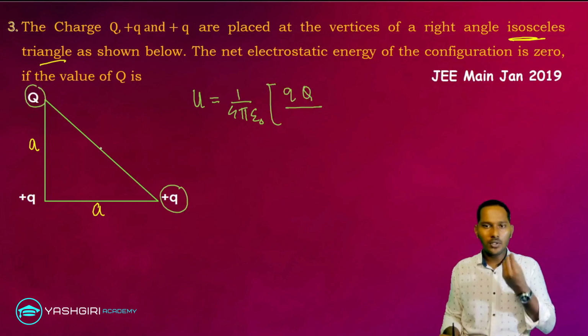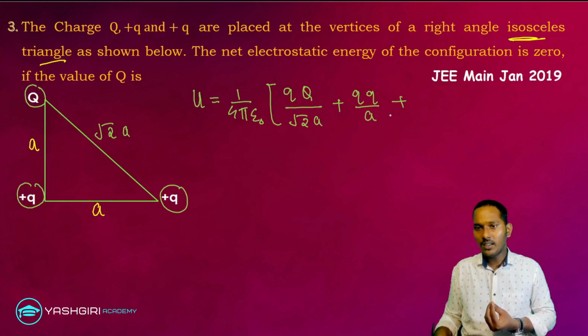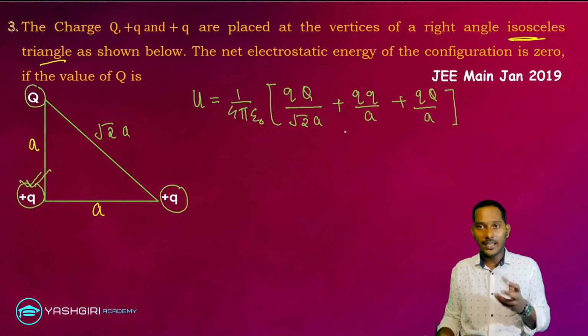into the capital Q, let us say here, over the distance of separation between them. As this is a triangle, we can apply Pythagoras theorem. This is going to be square root of 2 times A, right? So here I'm having square root of 2 times A, plus the charge Q and another charge Q, the distance of separation is A, plus I'll consider this charge Q and the capital Q over the distance of separation, which is going to be A, right?